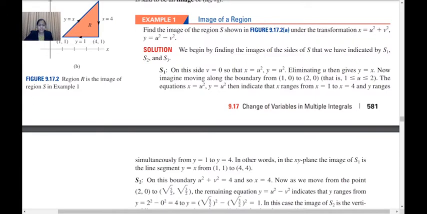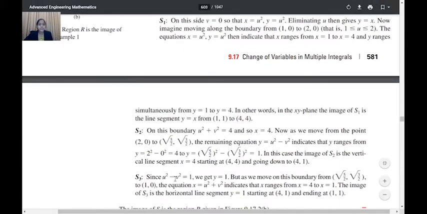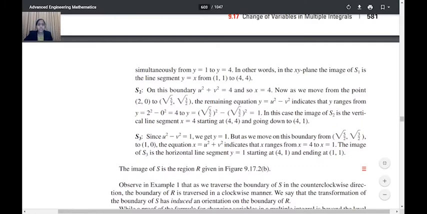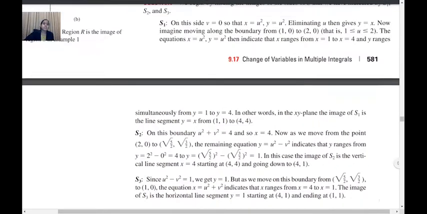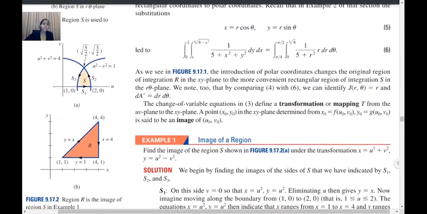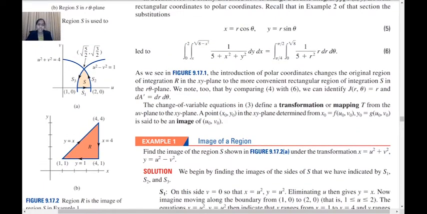Now let's move on to S3. In case of S3, we are given u square minus v square equal to 1. So by the transformation we get y equal to 1. Now we shall see the variation in x. As we move from the point root 5 by 2, root 3 by 2 to 1, 0, x moves from 4 to 1. So the image of S3 is a horizontal line y equal to 1 moving from 4, 1 to 1, 1. According to the orientation or direction given in the figure, we are making the necessary arrangements.